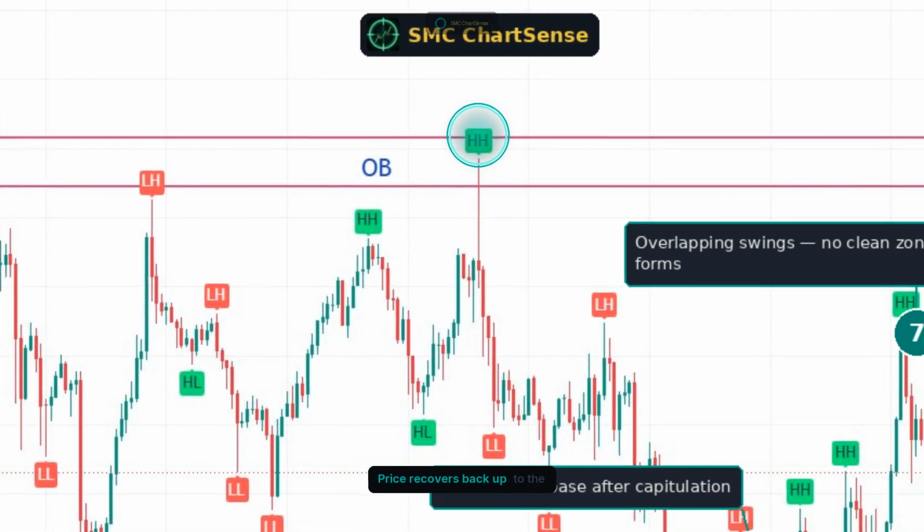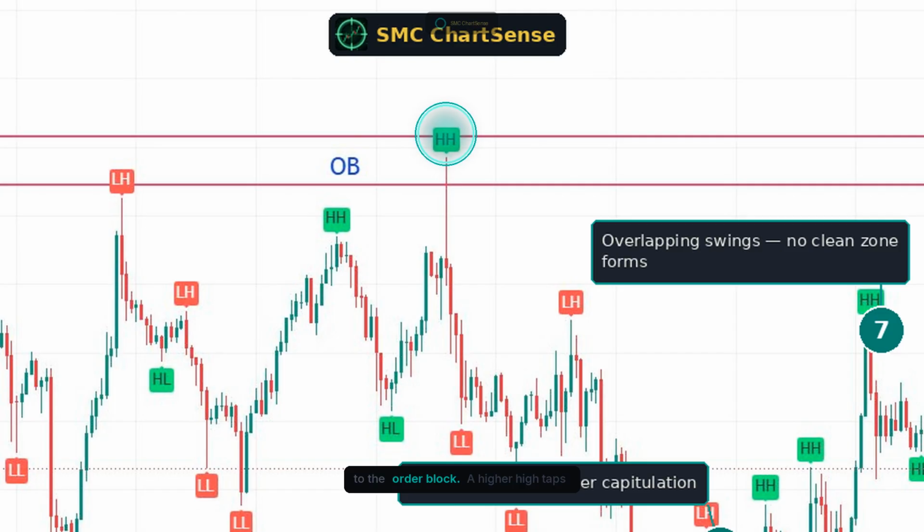Price recovers back up to the order block. A higher high taps the underside of the zone. The retest, on weak conviction, and the dormant supply is still live, setting up a rejection. This topside moment is clean, a clear thesis with defined invalidation above the zone. The bottom, where no such clarity ever appears, is the contrast that teaches the lesson.